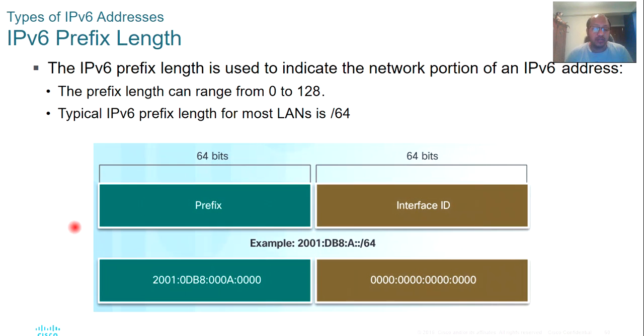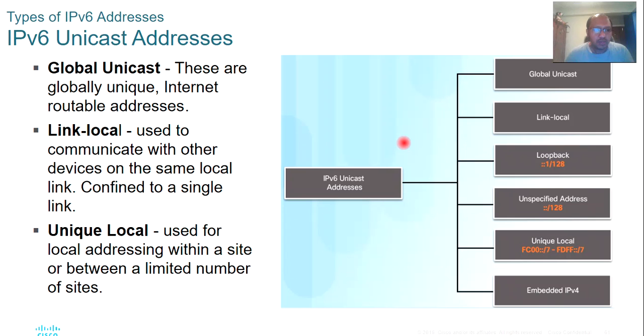Now this is the basic prefix length of IP version 6. 64 bits are used for the prefix, and 64 bits are used for the interface ID, and this interface ID is used to uniquely represent end user devices or networking devices in the subnetwork. IP version 6 unicast addresses are of 3 types: global unicast, unique local, and link local.